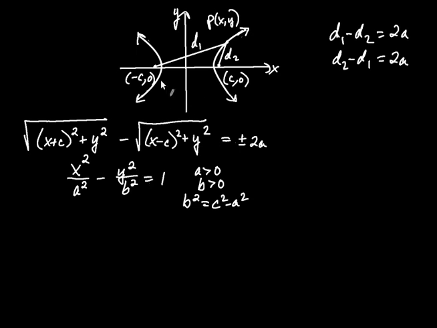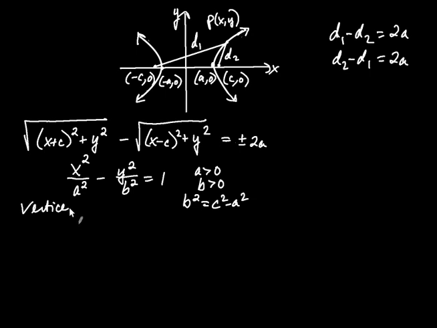And to figure out where it crosses the x-axis, you set y equal to 0, and you can see that x squared over a squared is going to be 1, so x squared is going to be a squared, so x is going to be positive a. So here's one intercept at (a, 0), and then here's another intercept at (-a, 0). So these are points on the hyperbola. So we call those vertices.